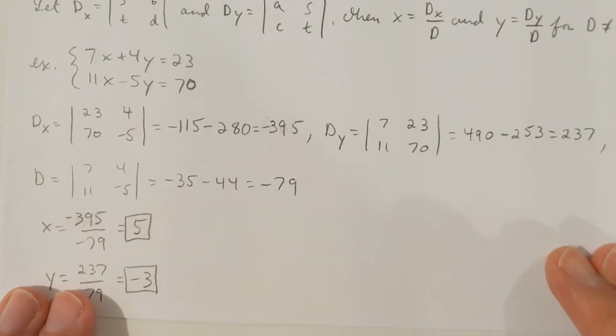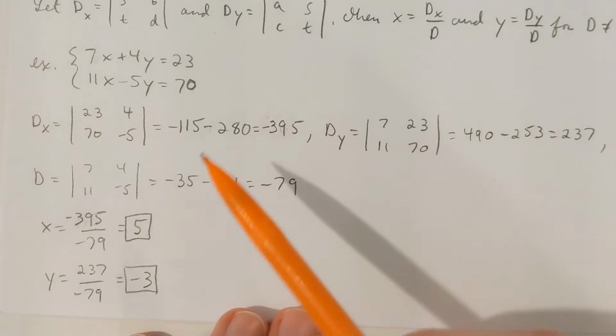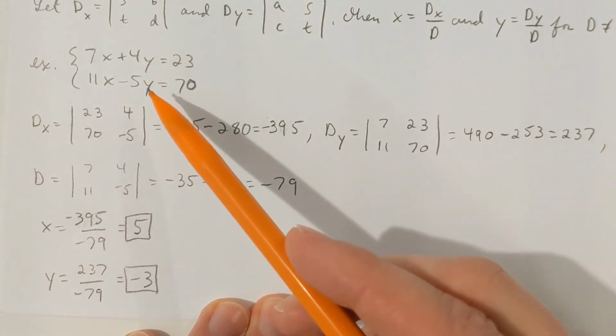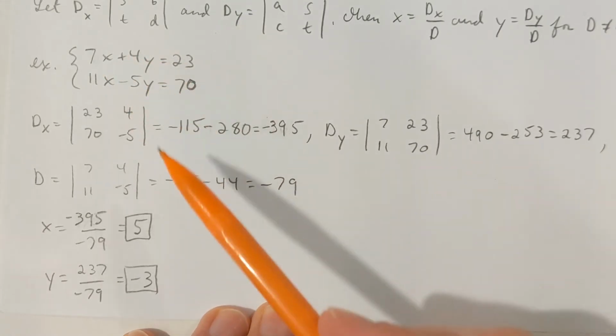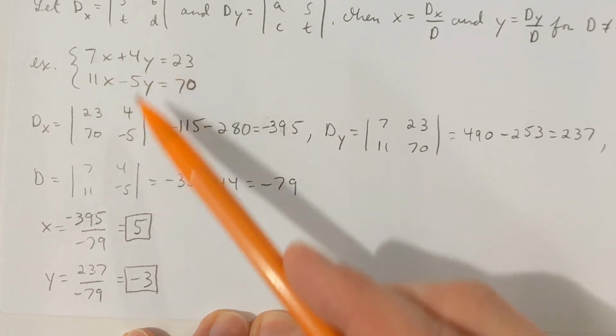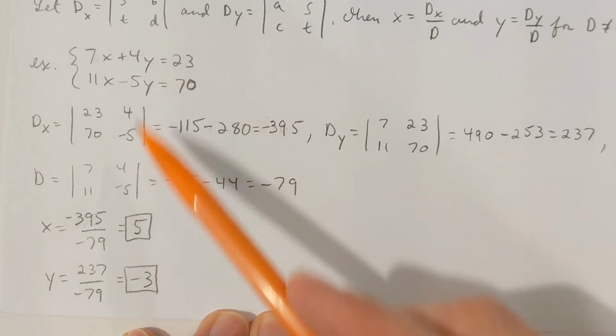Here's an example. Suppose that we want to solve this system by using determinants. We have to calculate d sub x, d sub y, and then d. D is the determinant using only the numbers that are in front of the variable columns. So I've got a 7 in front of x, a 4 in front of y, here's an 11 in front of x, and a negative 5 in front of y.